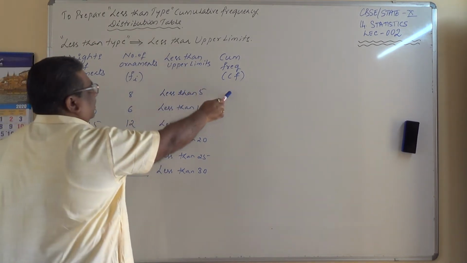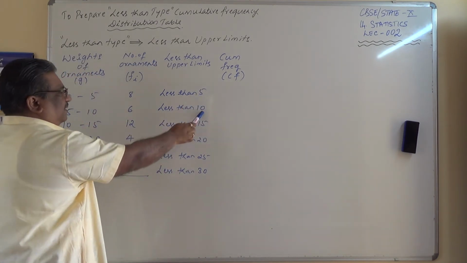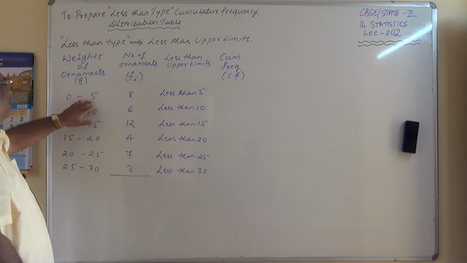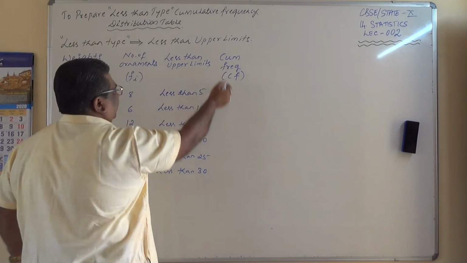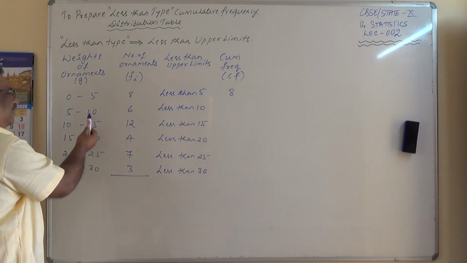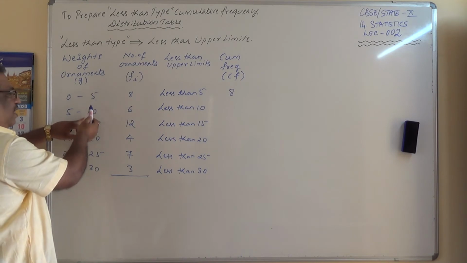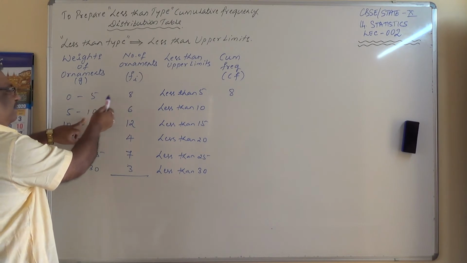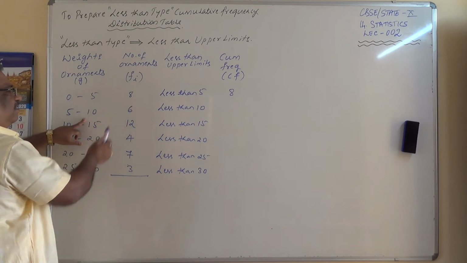Now what is the cumulative frequency? How many articles will be lying in less than 5 grams, less than 10 grams, less than 15 grams is what we need to prepare. So from here, less than 5 grams, there are 8 articles, and therefore for the cumulative frequency less than 5 grams, there are 8 articles. Less than 10 grams includes less than 5 grams also. So less than 10 grams, 5 to 10 grams is 6, and 0 to 5 grams is 8. So less than 10 grams is 8 plus 6, 14 articles.